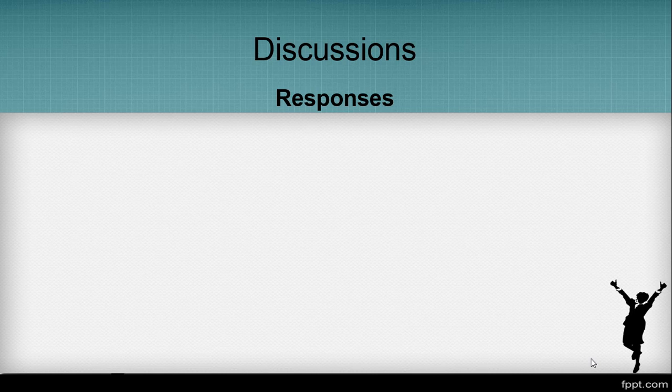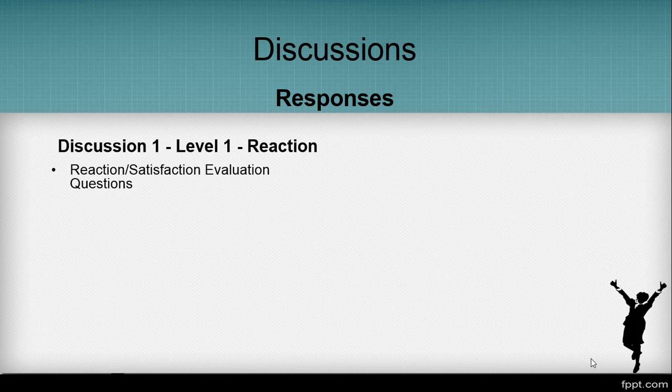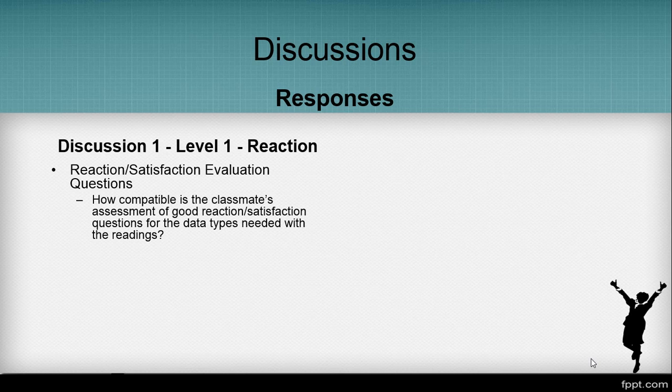Now, for the responses to your classmates, what I would like you to do in discussion 1 is analyze your classmates' responses and dissect them based on what you read and what you interpreted from the readings. So, how compatible is the classmate's assessment of good reaction and satisfaction questions for the data type needed with the readings? What they said is compatible with the readings or not? How valuable will the data be according to what you read in the readings? Maybe the classmate said it'll be very valuable, but what you read in the readings actually does not agree with that. You want to help your classmate really clarify what they're saying.